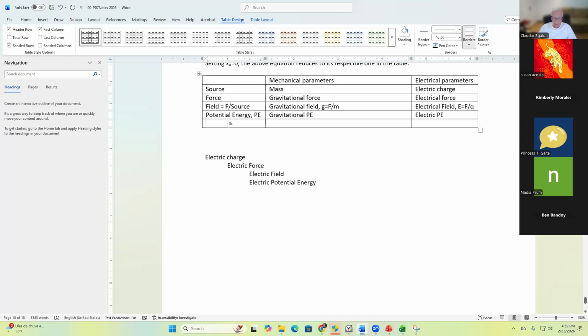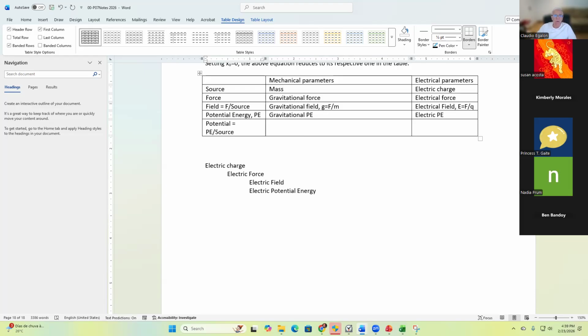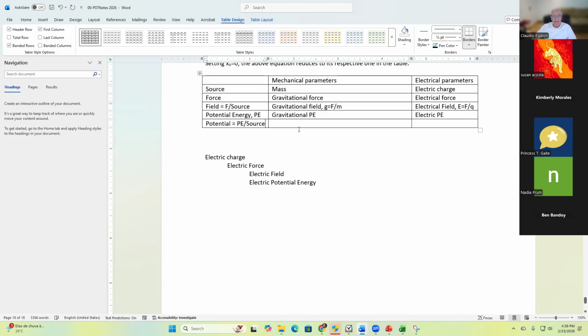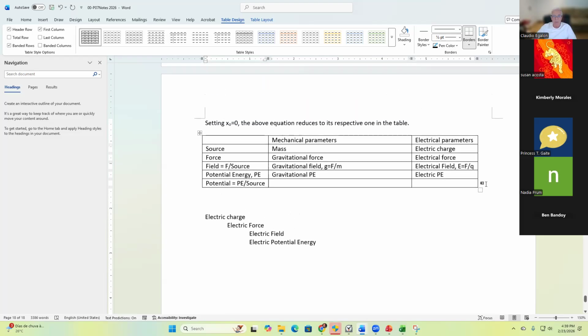Instead of potential energy, we have what we call the potential. Okay? The potential is going to be what? The potential energy divided by the source of the force. Okay? Very important parameter here to define. And we are going to need that to do the lab.